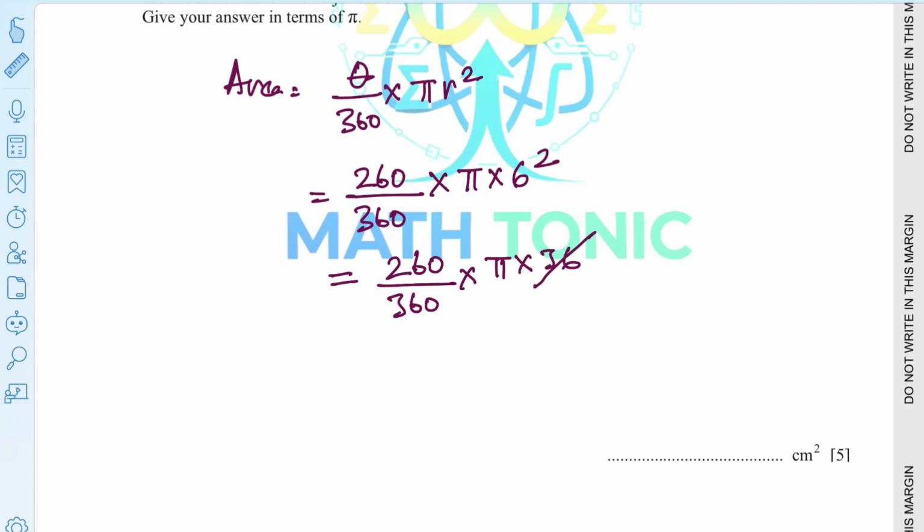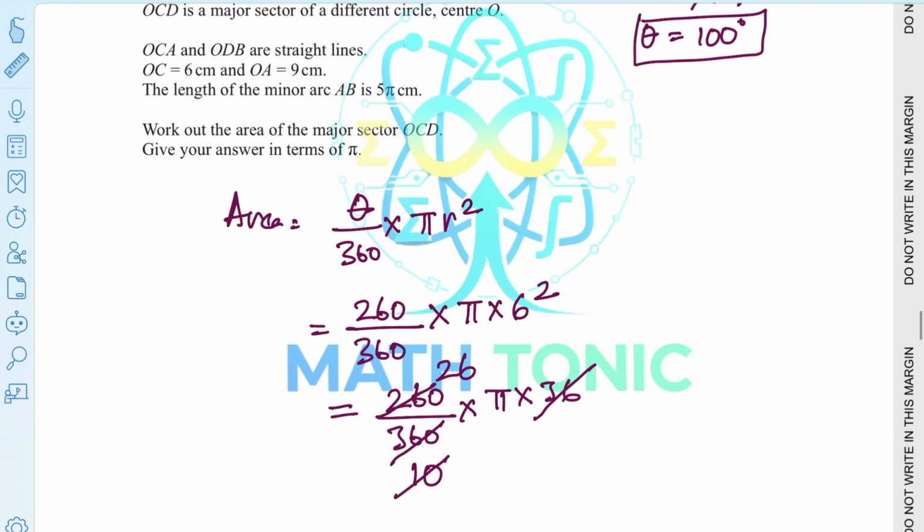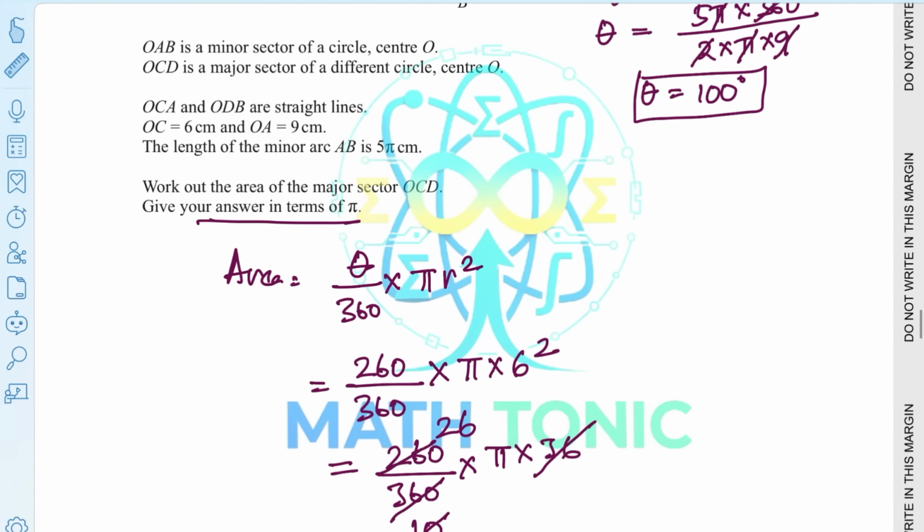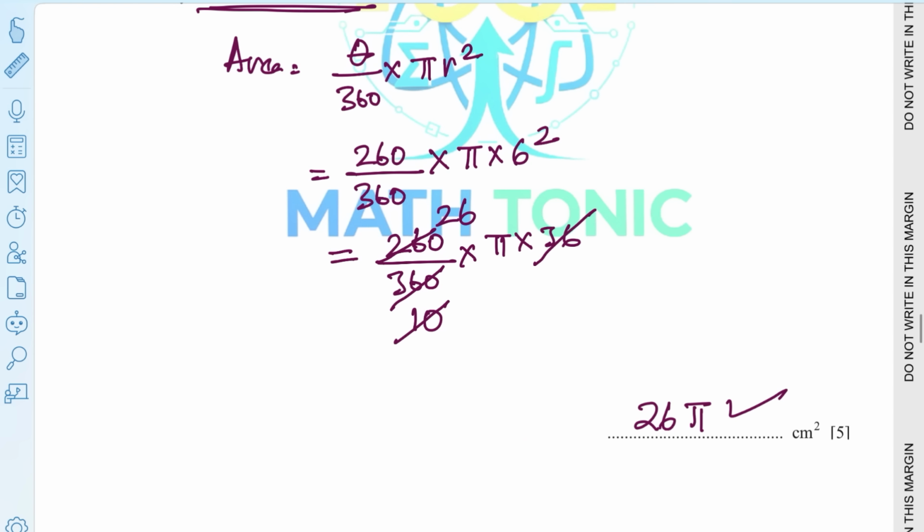So if you cancel this out, 36 times 10 and 10 you can cancel or divide, it will be 26. So in terms of pi, the answer to this question, that area, equals 26 pi, which is present in the numerator. The question says find the answer in terms of pi. Yes, we got this answer as 26 pi. Is it okay?